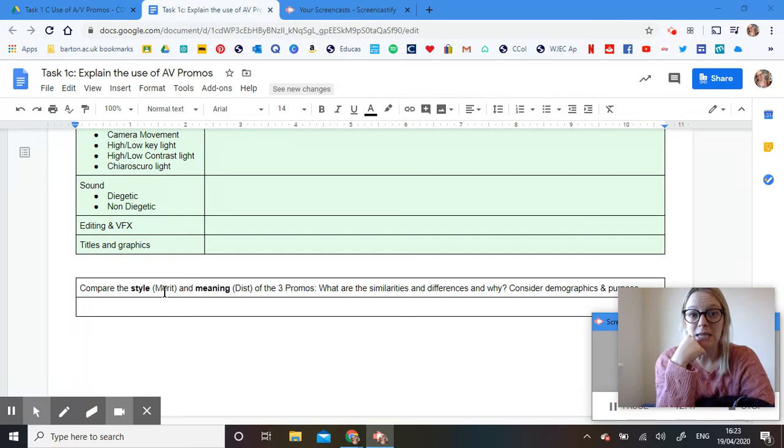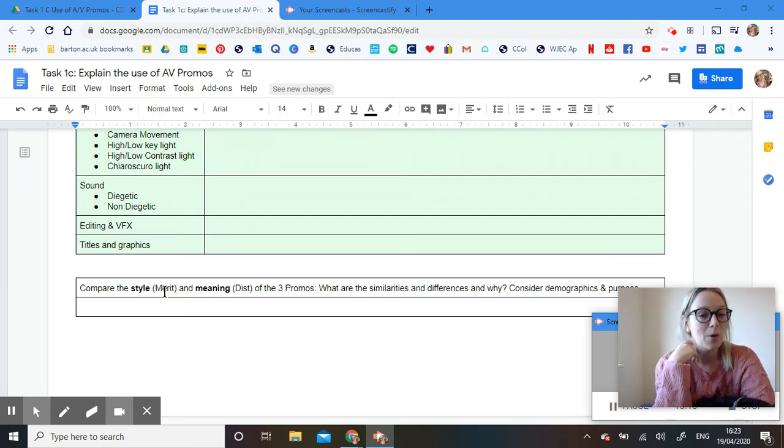This is why we needed you to select 3 things that are really different, because if they were all the same, in this box you would just be saying they're all the same because they all have a similar target audience. That's not going to allow you to get the high marks. So we want you to have 3 really different products. It's going to give you a lot to say in this final box. This final box should be at least half a page long.